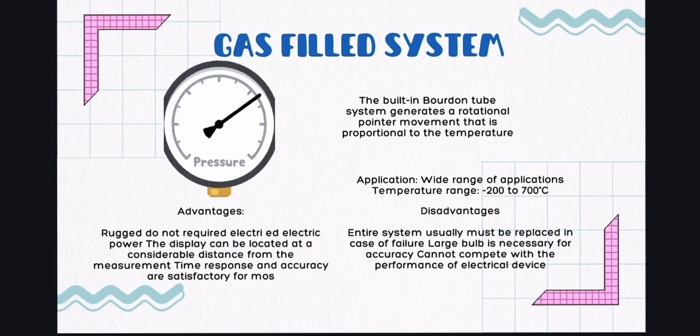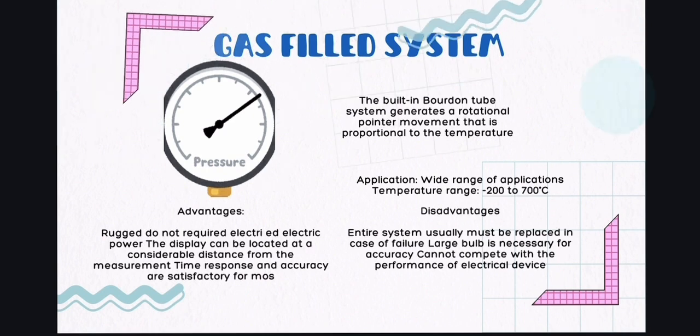Temperature range, -200 to 700 degrees Celsius. Disadvantages: the entire system usually must be replaced in case of failure. A large bulb is necessary for accuracy; it cannot compete with the performance of electrical devices.